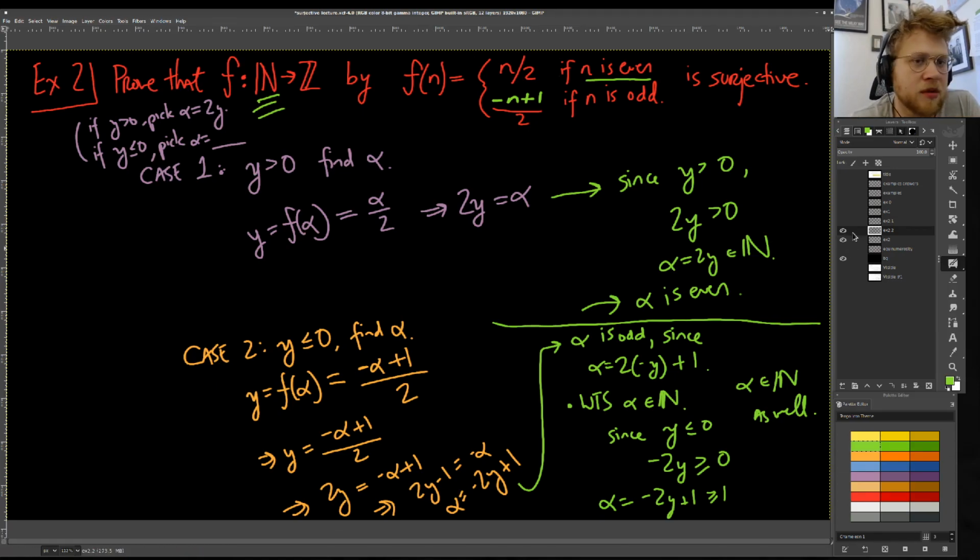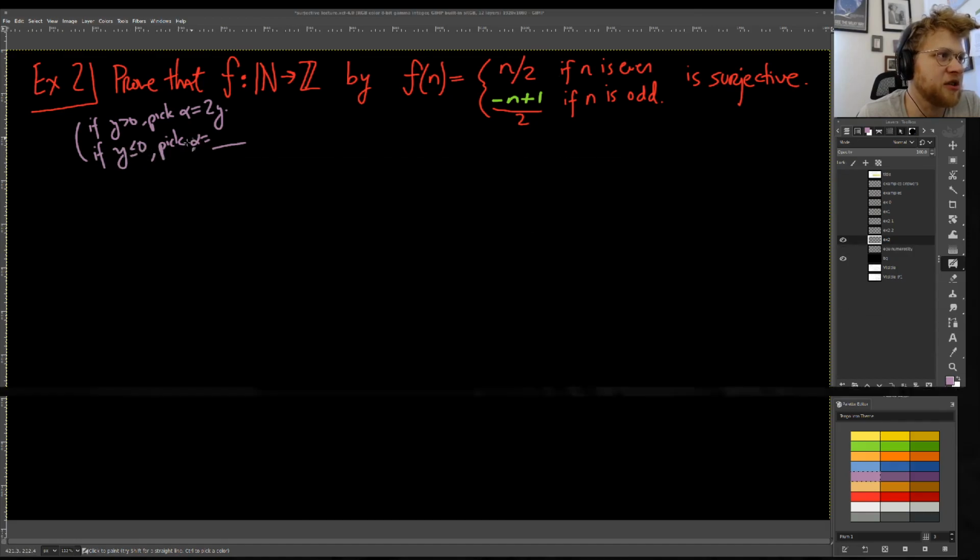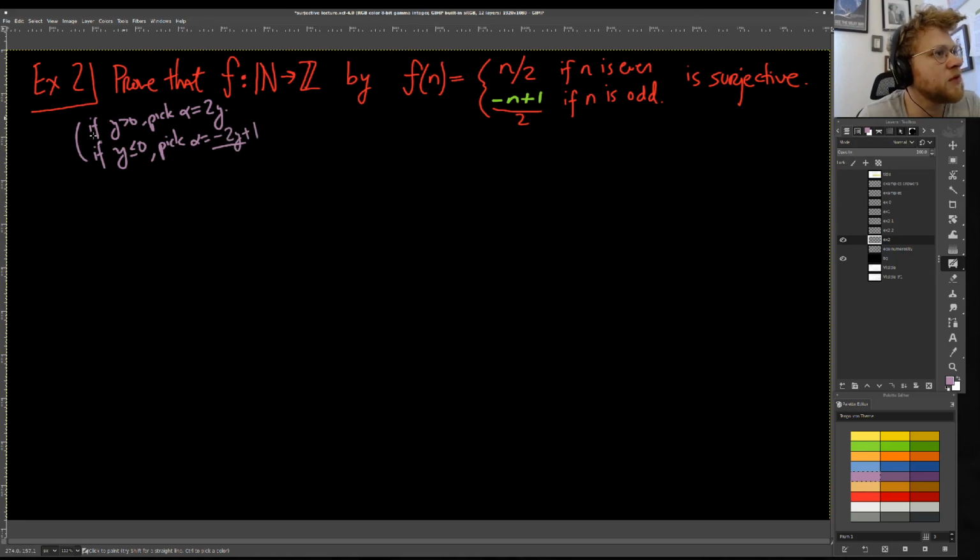Okay, so this is kind of just the summary of our scratch work here. If y is less than or equal to 0, we want to pick alpha equals negative 2y plus 1. So that's kind of our scratch work. But now, with that out of the way, our final proof is actually going to be very, very clean. So let's actually prove this now. We're ready to do the final formal proof.